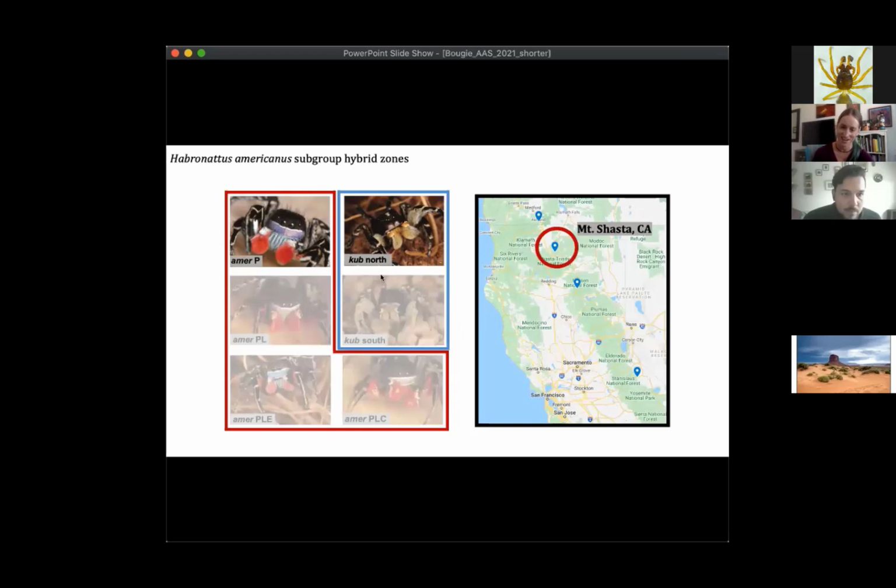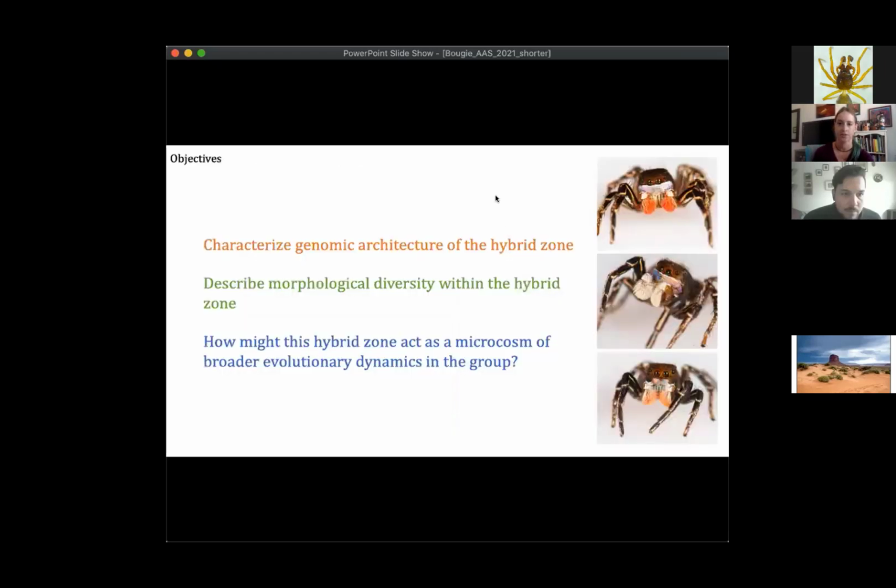For this specific talk, we're focusing on a hybrid zone at Mount Shasta. This is a hybrid zone between americanus P morph and the cubae north morph. Using data from that specific hybrid zone, we wanted to characterize the genomic architecture of the hybrid zone, describe the morphological diversity within the hybrid zone as well, and then see how these things in common might act as a microcosm of the broader evolutionary dynamics of the whole group.